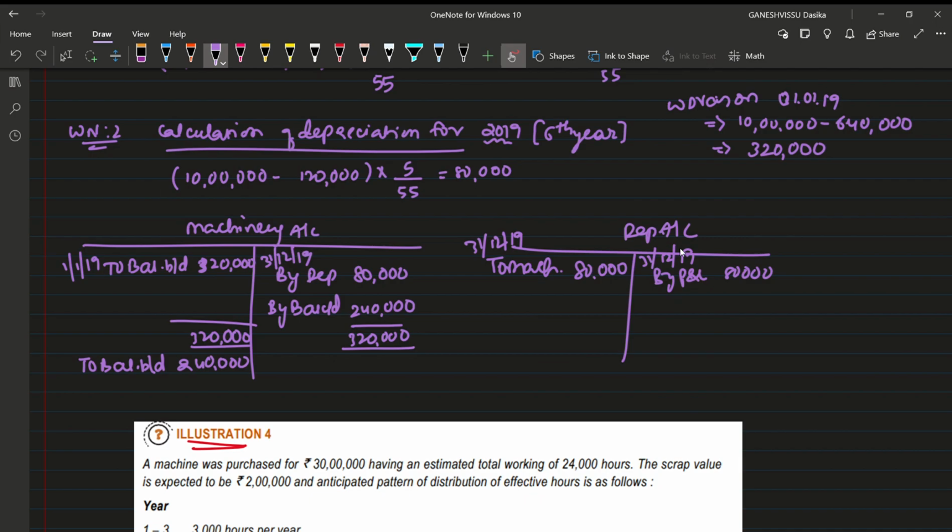So this is how we need to solve this question. This is how we can go for completing the sum of years of digits method. This question will not be tested actually.